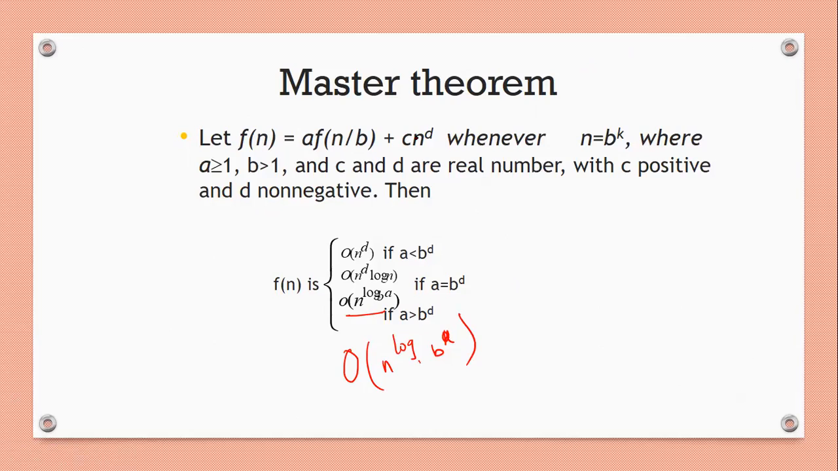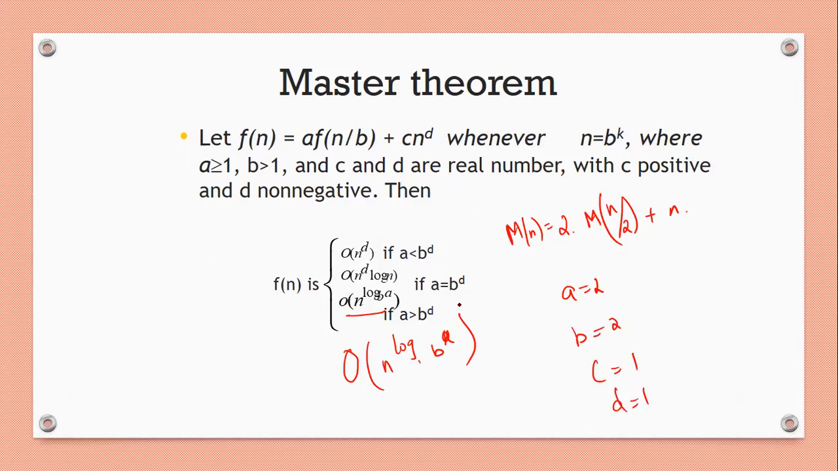If a, b, c, d values are all given, then we can have a few examples. The simplest one is merge sort. We have seen already that m of n is 2 into m of n by 2 plus n. I have taken m of n over here simply to identify merge sort; otherwise, we can even take f of n. Now what is the value of a over here? a is 2, b is also 2, c is 1, and d is also 1.